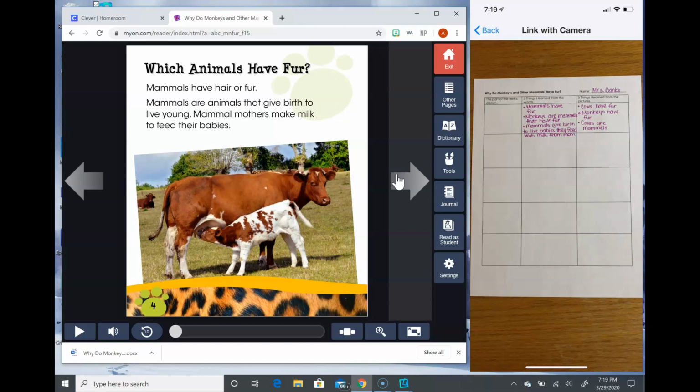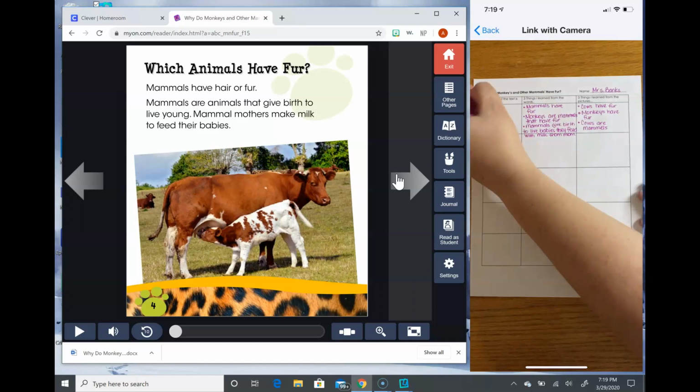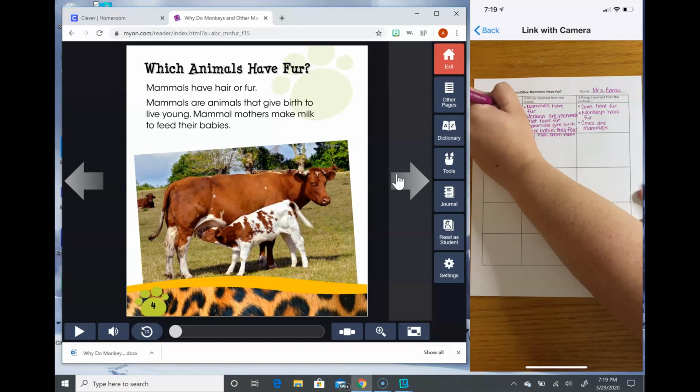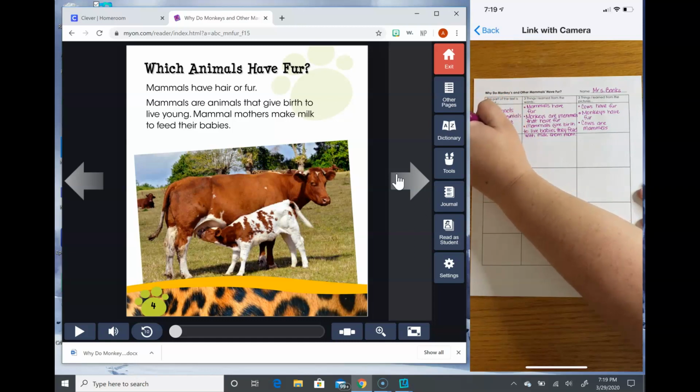But now is a moment for me to think about what are these 2 pages of the text mostly about? Well, I think it's mostly about mammals that have fur, right? Mammals are animals that have fur. I think I'm going to write that down for a main idea: mammals are animals that have fur.